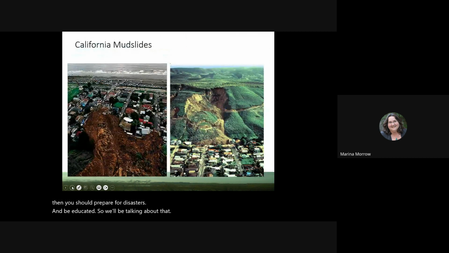Okay, in California, we lived through mudslides. So I remember how the mudslide occurred on the road, so I couldn't get to college. So I had to wait for it to get clear.